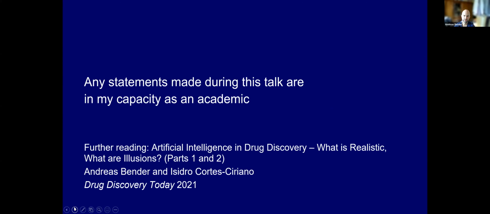Much of the thoughts presented here are outlined in more detail in those two articles. Artificial Intelligence in Drug Discovery: What Is Realistic, What Are Illusions was an article published in Drug Discovery Today last year, which received quite some wide coverage. As a result, I was talking to the German Chancellor, Bill Gates as well, and so on. Those articles outline many of the thoughts in more detail. It's open access, so anyone can read it. I would recommend doing that in case you're interested in how to use data efficiently in drug discovery.